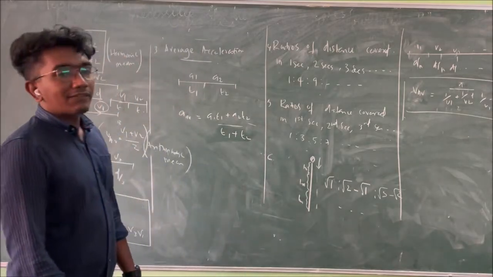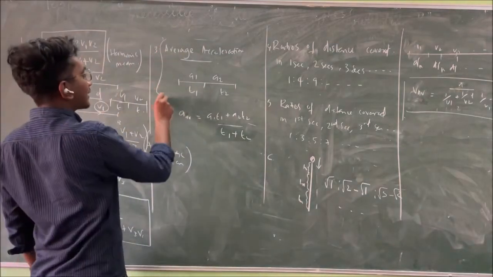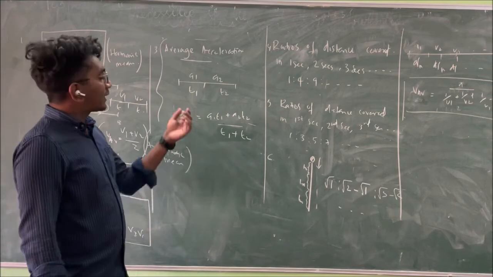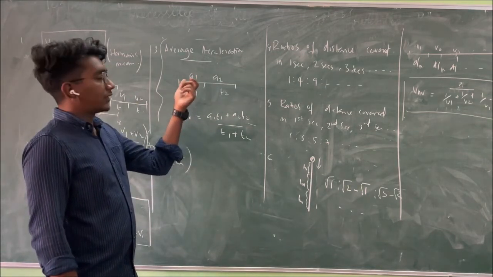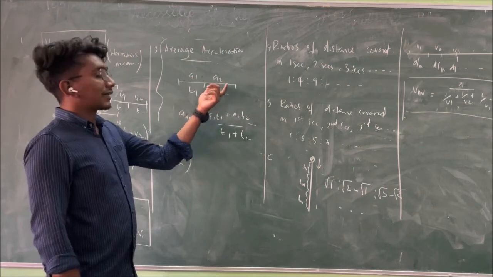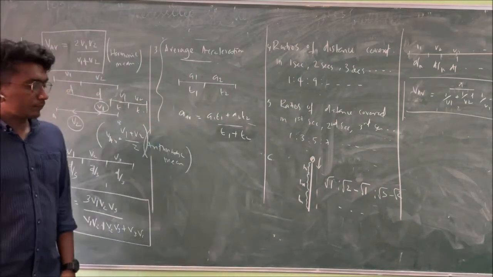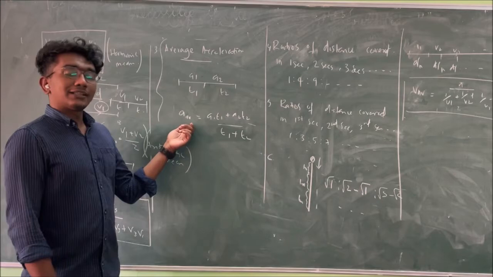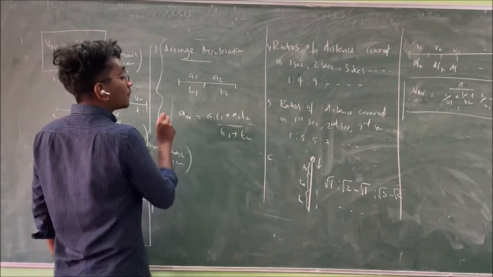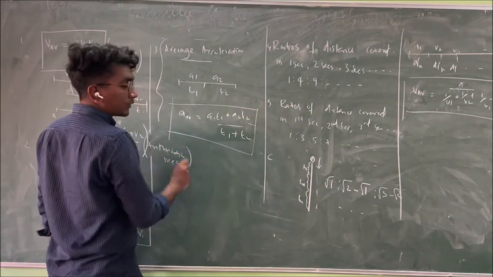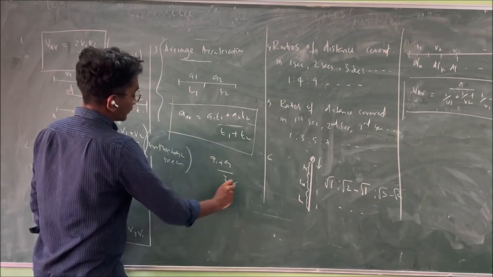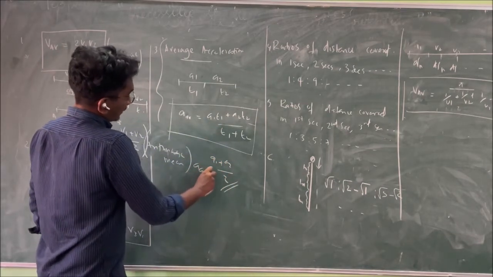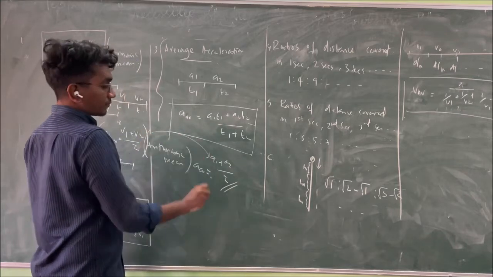Next is average acceleration. What is the average acceleration? Suppose in time t1, a body is accelerating with acceleration a1, and in time t2, the body is accelerating with acceleration a2. Then the average acceleration is (a1 t1 plus a2 t2) divided by (t1 plus t2). What if both times are equal? Then it is (a1 plus a2) divided by 2, just like V average here.